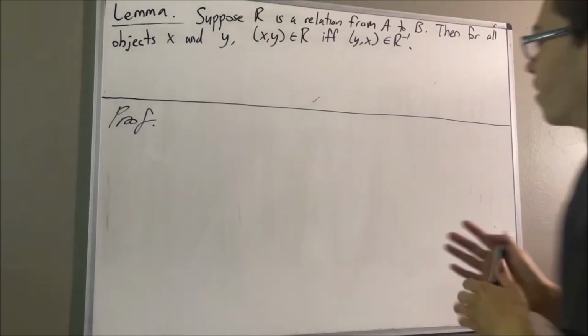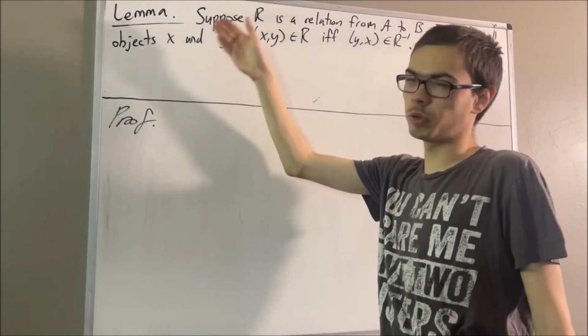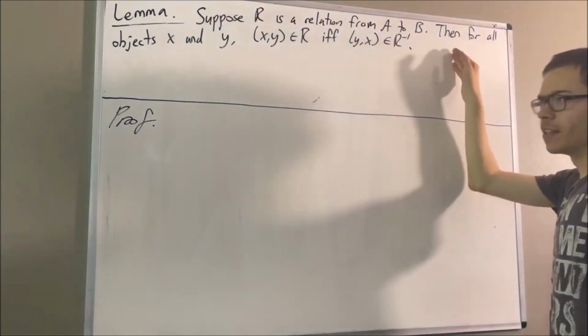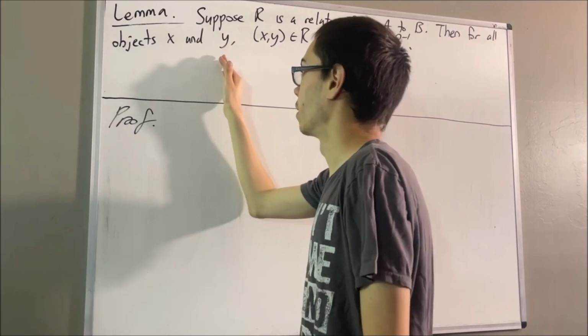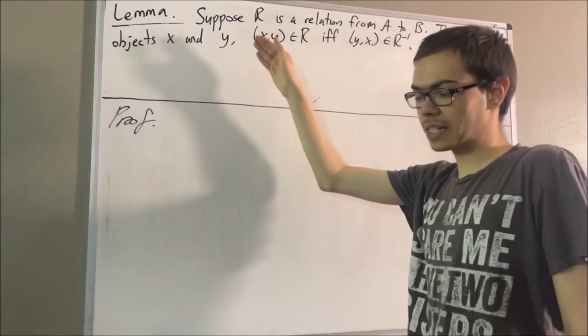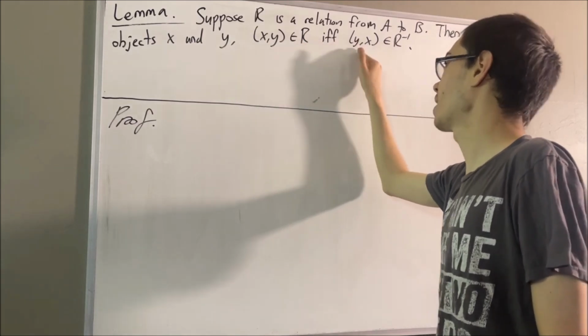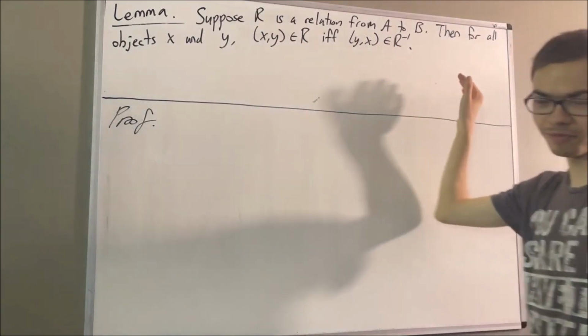Hello! In this video, we are going to prove the following lemma. Suppose R is a relation from A to B. Then for all objects x and y, we have that the ordered pair x comma y is an element of R if and only if the ordered pair y comma x is an element of R inverse.